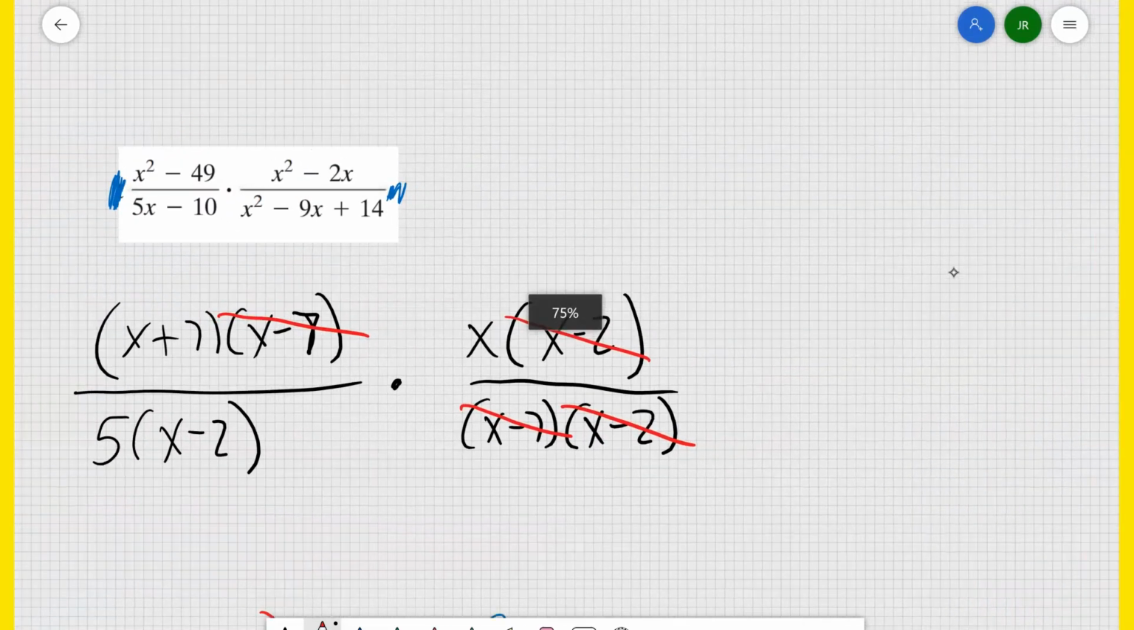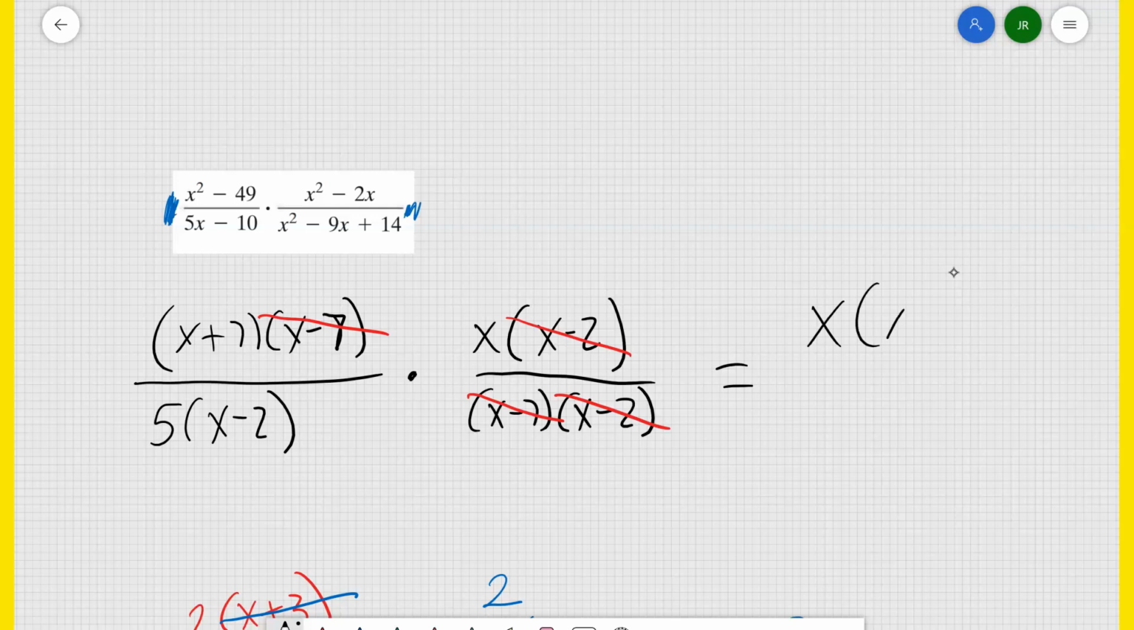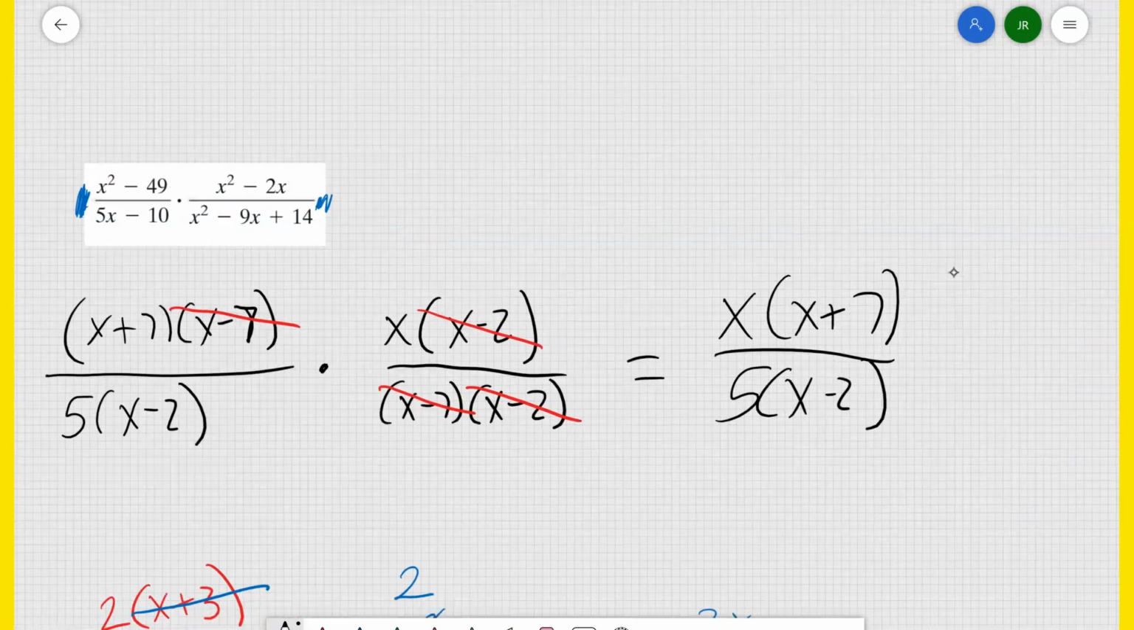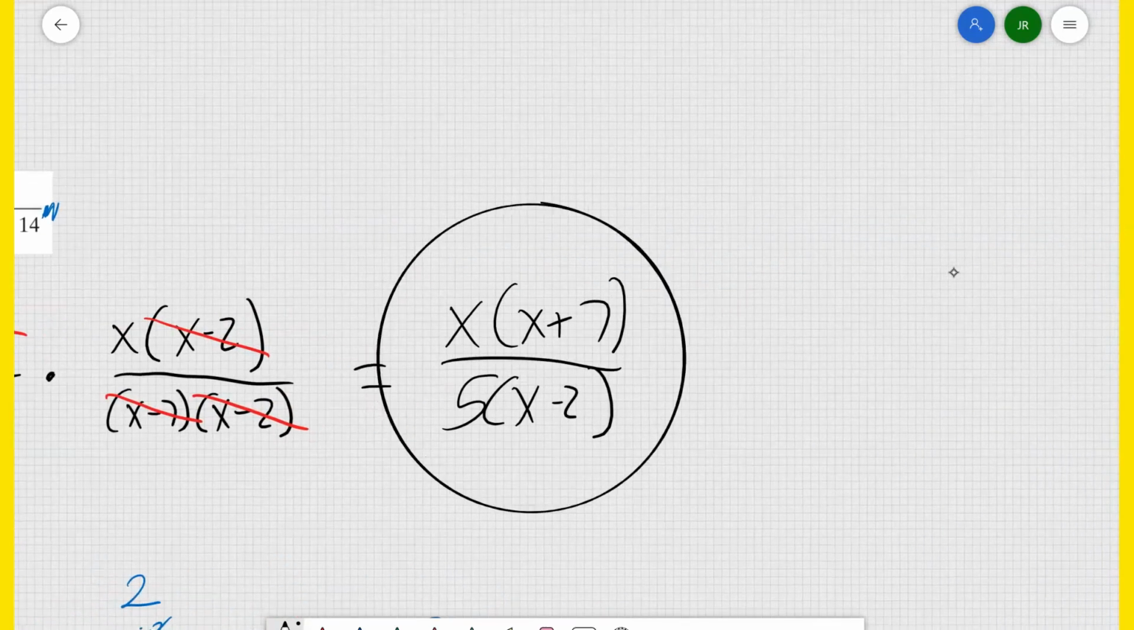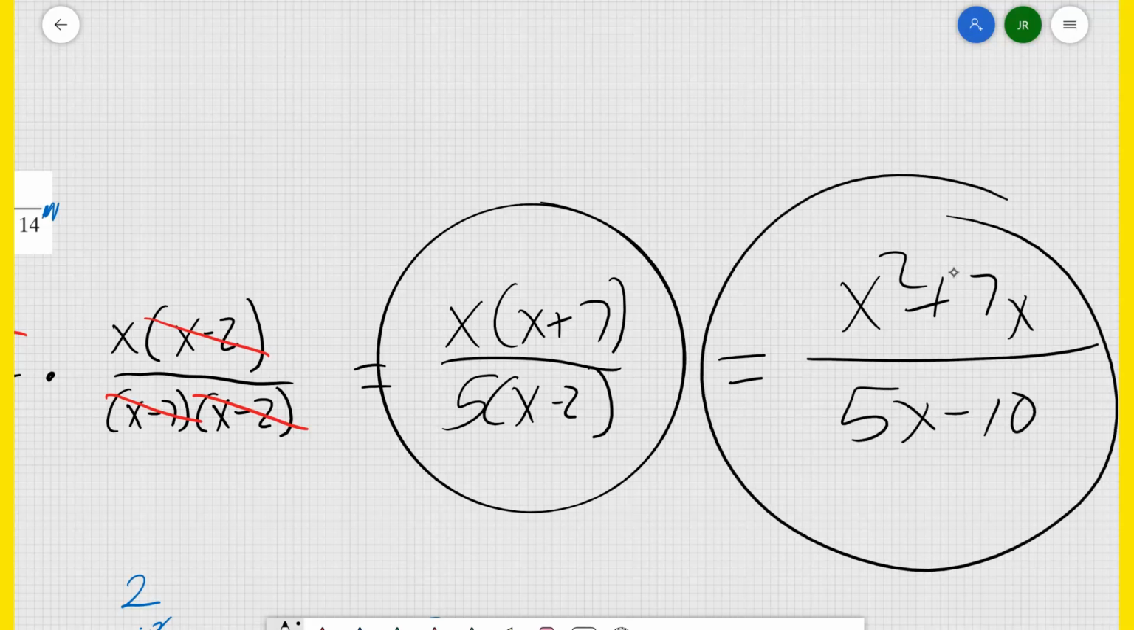So the answer I'm going to write is multiply straight across. I'm just left with x times x plus 7 on the top, and I'm left with 5 times x minus 2 on the bottom. I can leave that as the answer. This is a good answer. Or if you want, I can distribute, and it could be x squared plus 7x on top over 5x minus 10 on the bottom, and that's another good answer. So either way, both of these are good answers.